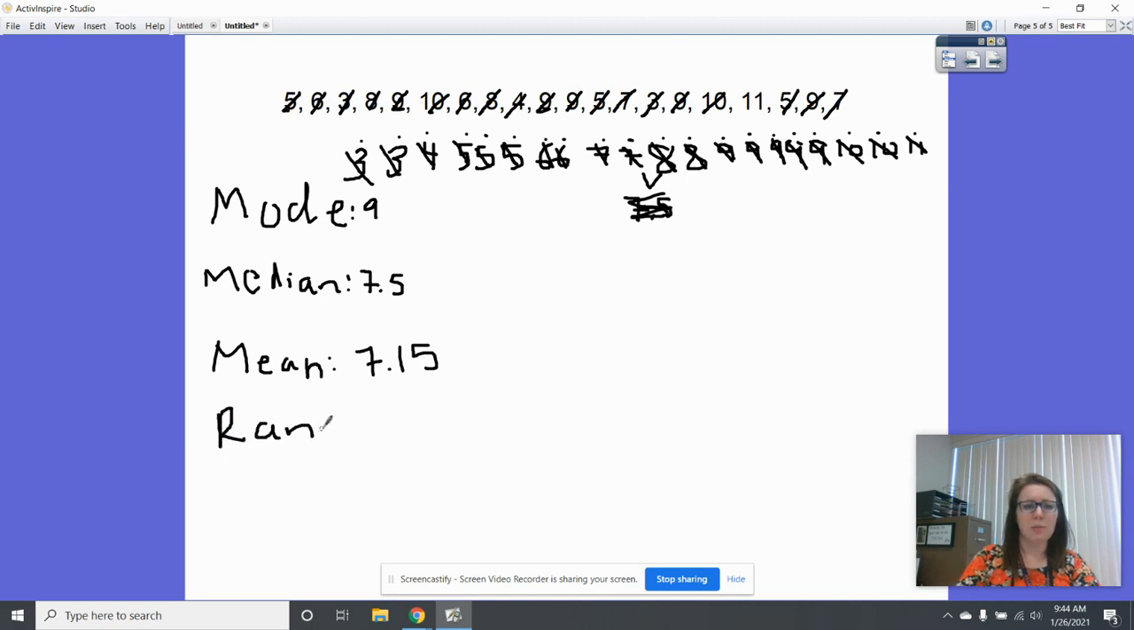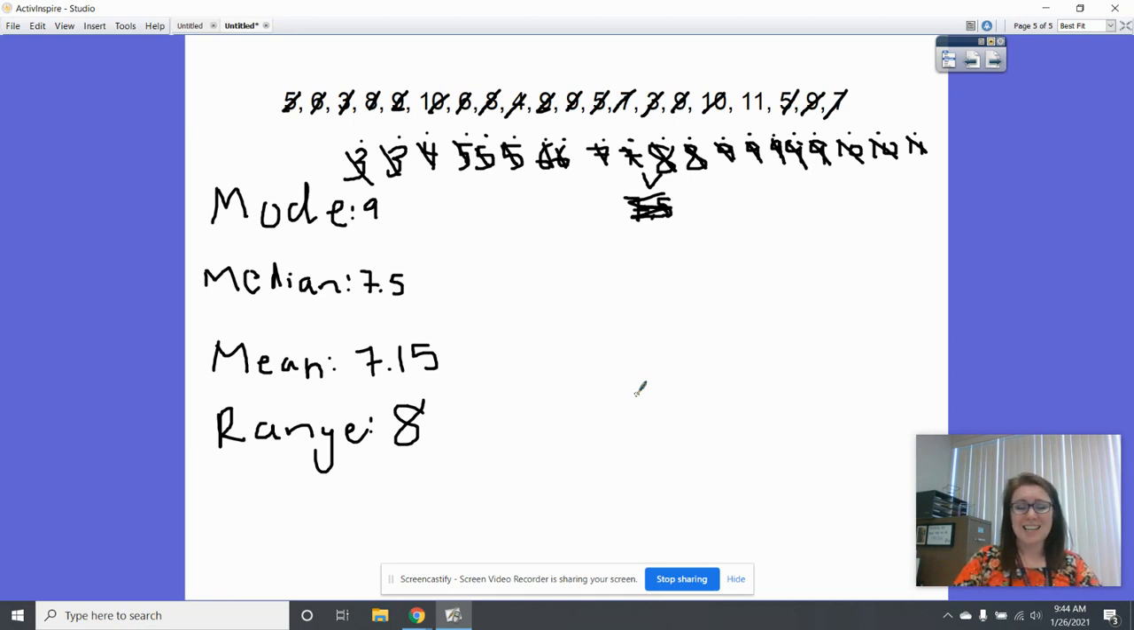Now, I also mentioned we're going to talk about range. Range is just how far apart is the biggest and the smallest number. So we just do the biggest minus the smallest. So 11 minus 3, so 11, 10, 9, 8. So our range is 8. Now that's finding mean, median, mode, and range. Those are finding our measures of center.